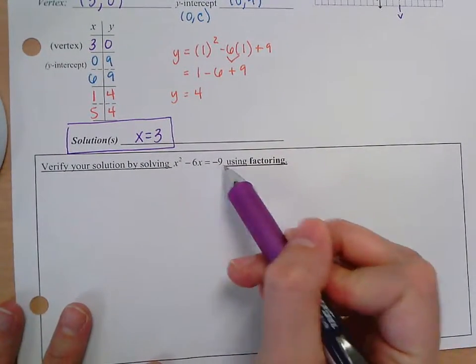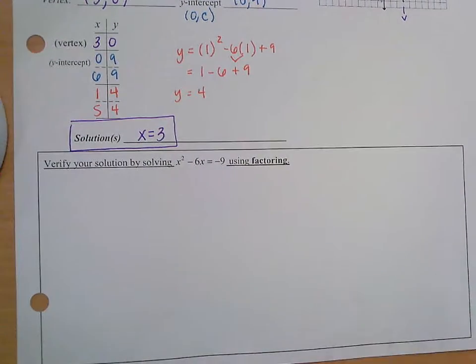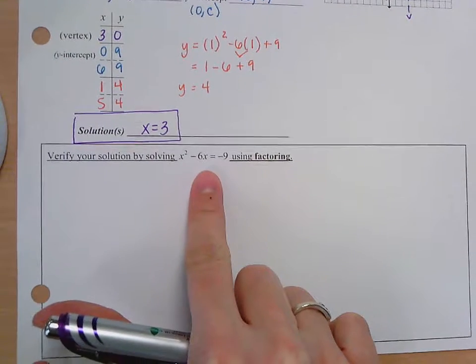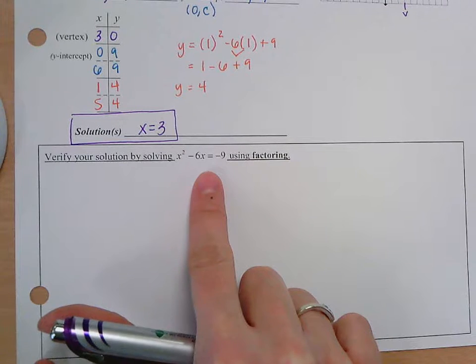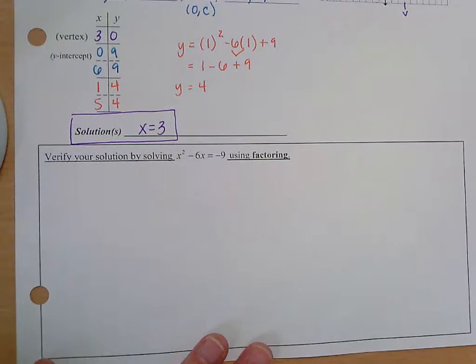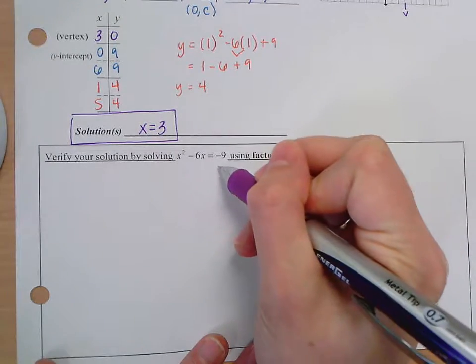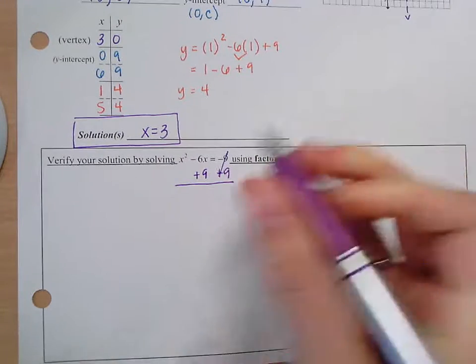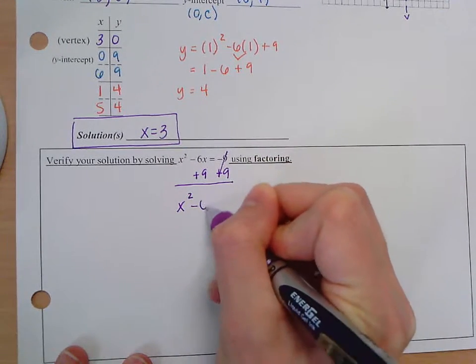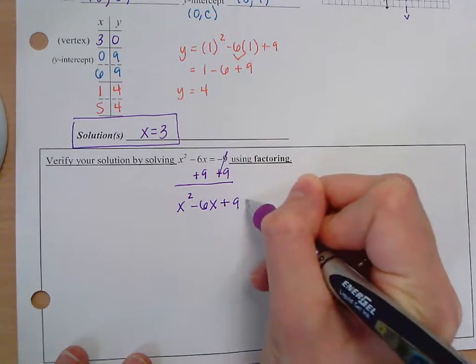So here's our equation. When we solve by factoring, anyone remember the first step I'd have to do with this equation? When I factor, get it equal to 0, just like when we solve by graphing. So I would add 9. So x squared minus 6x plus 9 equals 0.